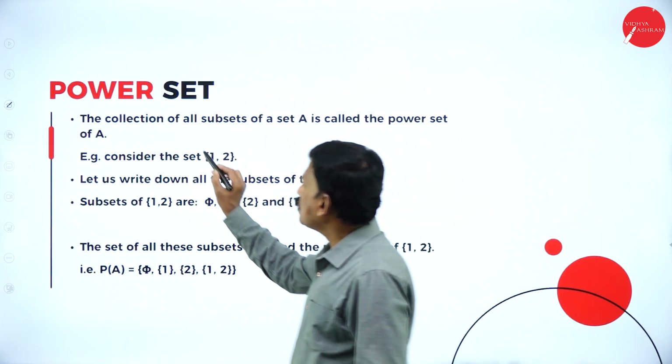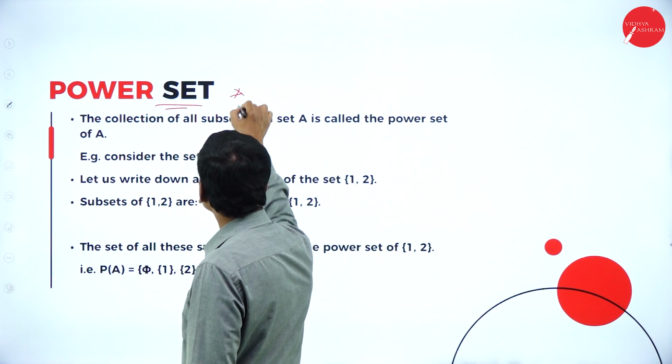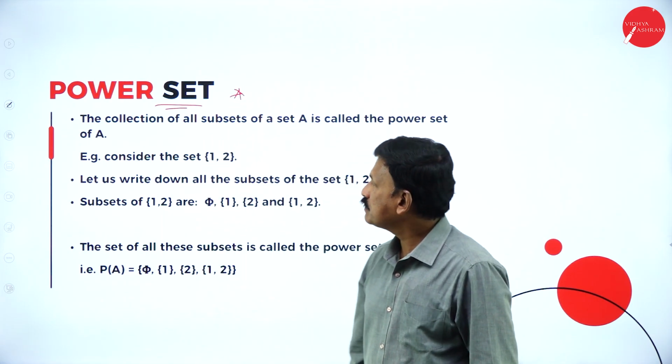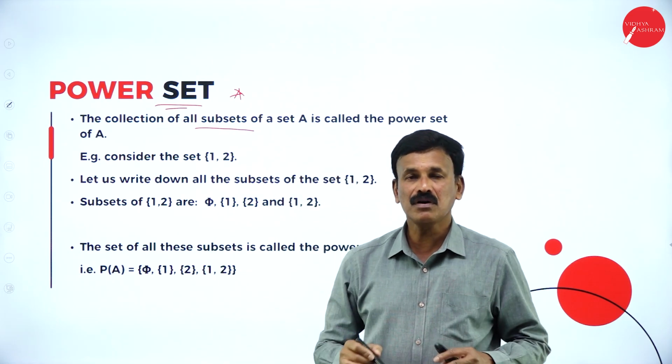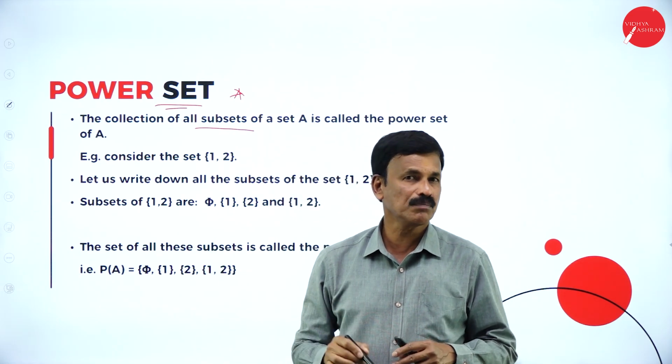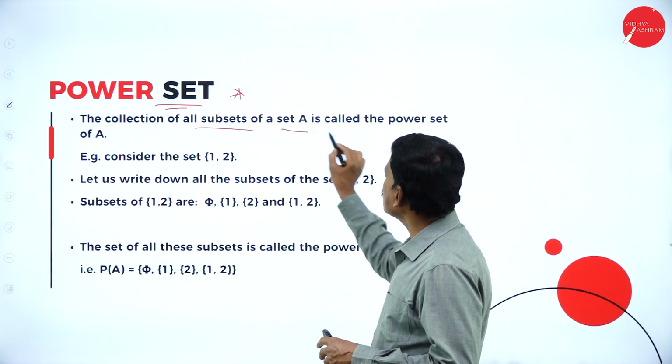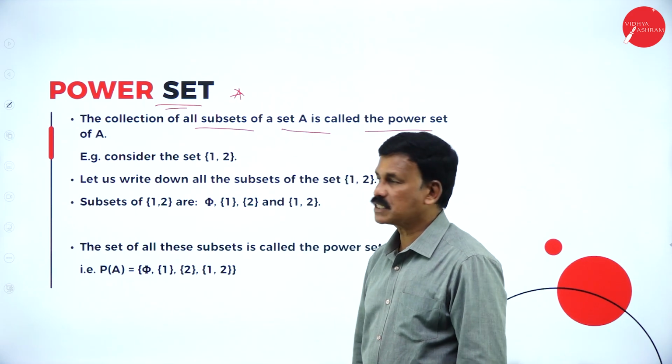Now move on to the next concept. This is a very important concept, that is power set. Power set means the collection of all subsets. The collection of all subsets of a set A is called the power set. So the collection of all subsets of A is called the power set of A.